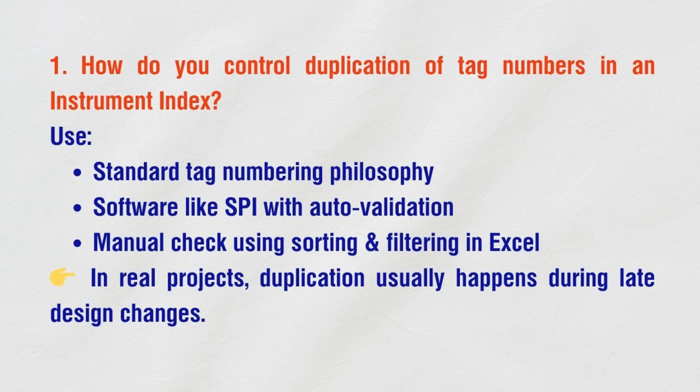Use standard tag numbering philosophy. Software like SPI with auto-validation. Manual check using sorting and filtering in Excel. In real projects, duplication usually happens during late design changes.